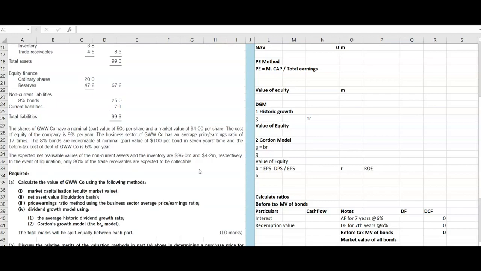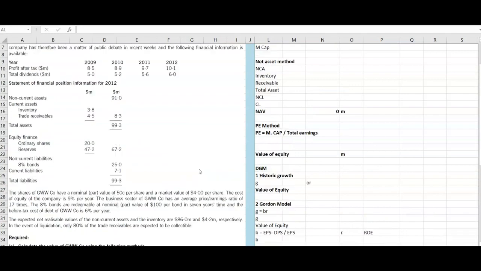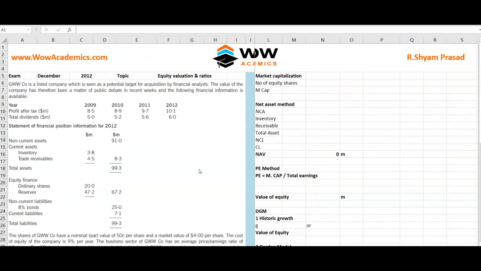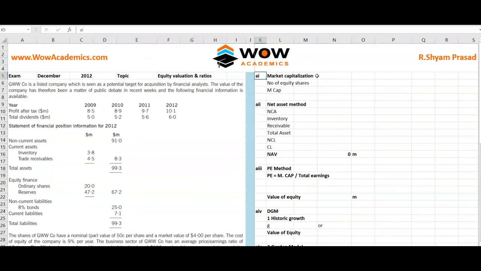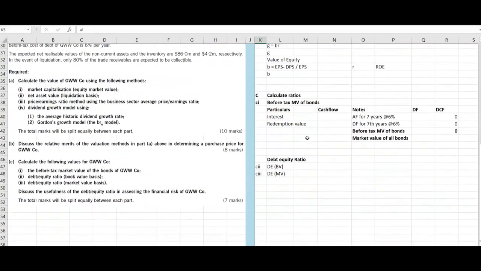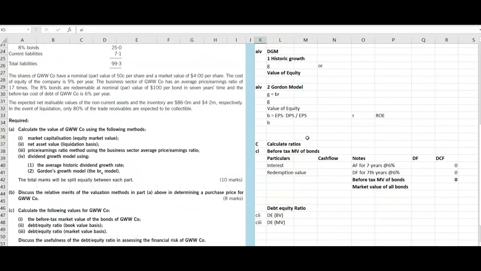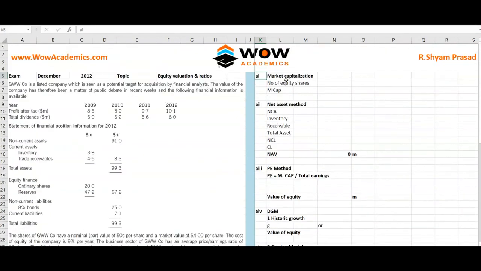So it is a lengthy amount of information. So all information has been mixed and we have to work out each of these methods on an individual basis. I have already created a format for this problem. So our job would be to insert the numbers so that we could finish the sum really quickly. So we'll start. So first we'll try to find out the requirement A1, which is the market capitalization.